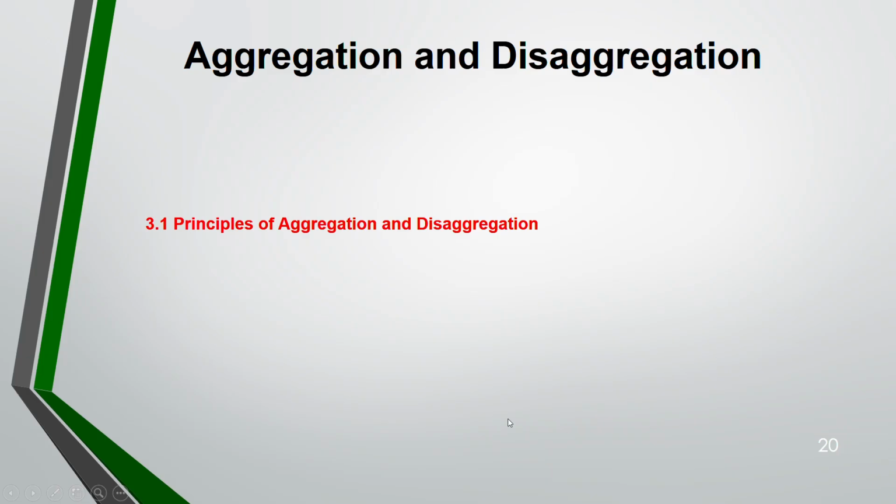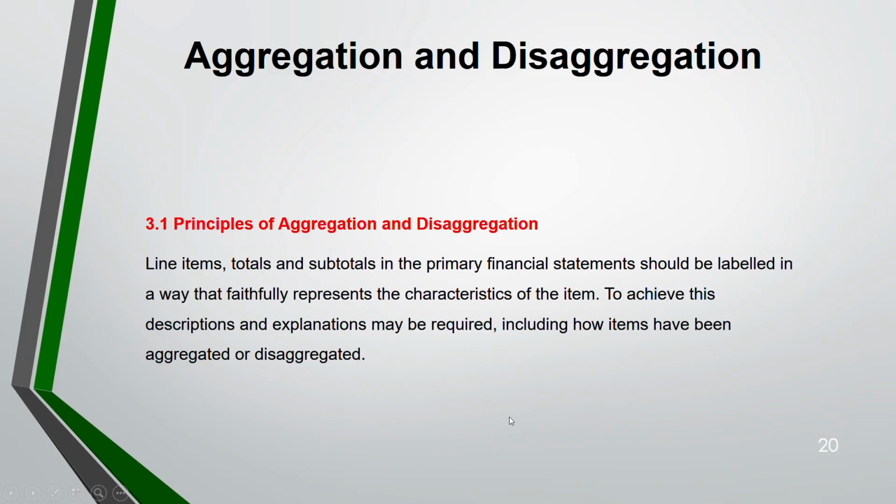Now, line items, totals, subtotals in the primary financial statements should be labeled in a way that faithfully represents the characteristics of the item. So to achieve this, descriptions and explanations may be required, including how items have been aggregated or disaggregated.